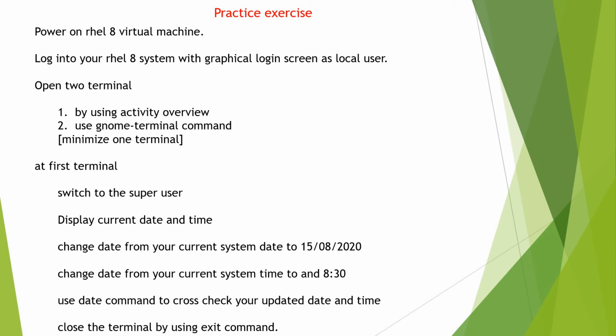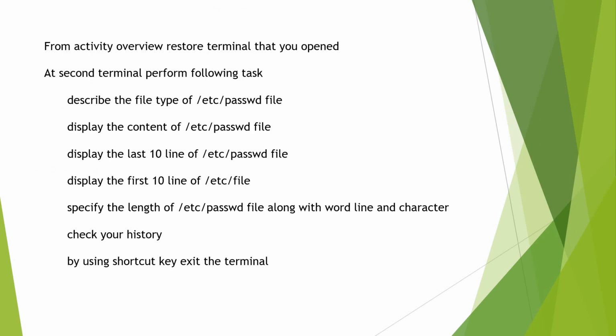After performing all these tasks, close your terminal by using the exit command. From the activities overview, restore the terminal that you opened previously and minimized. In the second terminal, perform the following tasks. Describe the file type of the /etc/passwd file with the help of the file command. Display the content of the /etc/passwd file with the help of the cat command.